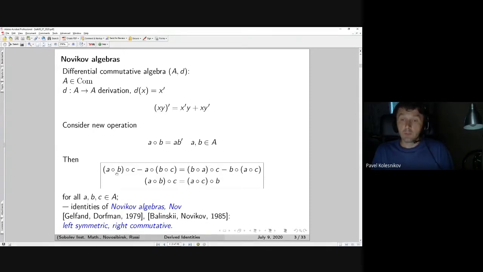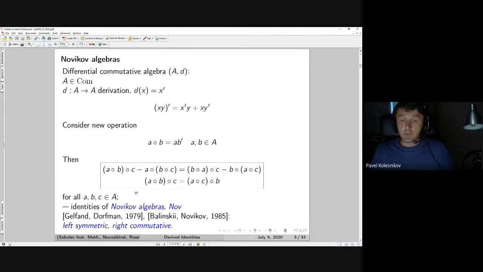So-called left symmetry and right commutativity. Here you may say just the associator of A, B, and C, and here the same associator with permuted A and B. Such an identity is called left symmetry, and this one is right commutativity. The operators of right multiplication commute.